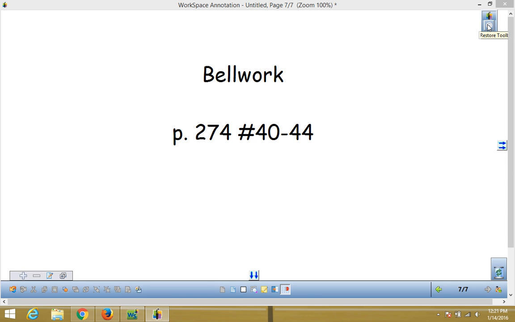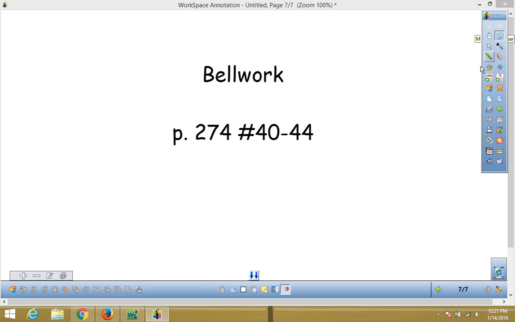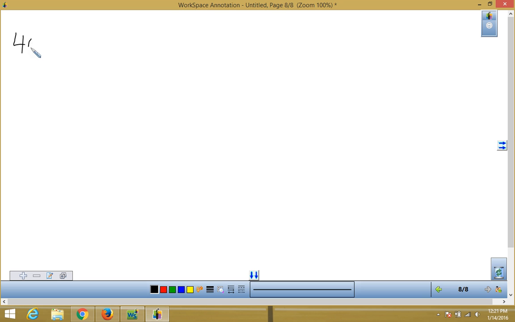Alright guys, so we started looking at rounding fractions to the nearest half, both simple fractions and mixed numbers. For your bell work today, you were looking at page 274, numbers 40 through 44. So I want to go over those and make sure that we have a firm understanding of how we are rounding these fractions. So looking at number 40, you had 1 2/5.